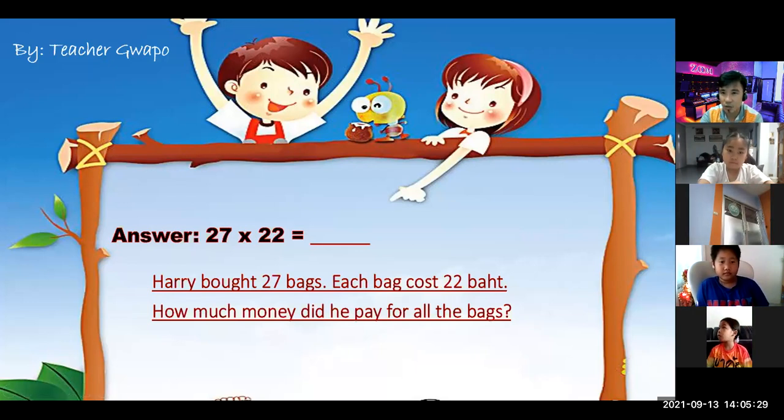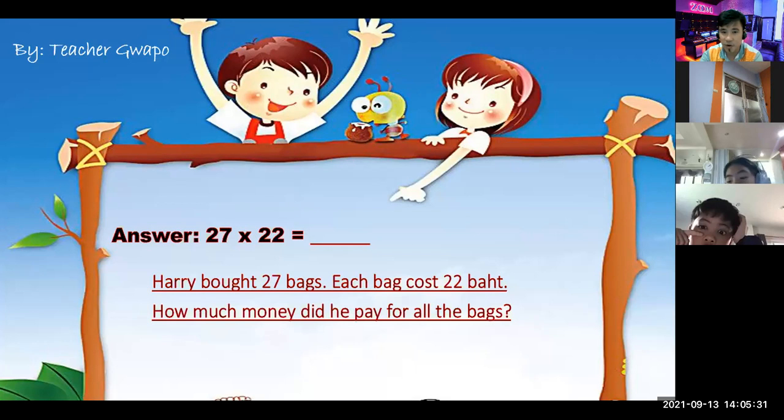Okay, that's it. And then, how much money did he pay for all the bags? So this is how to do the multiplication word problems. Harry bought 27 bags. Each bag costs 22 baht. How much money did he pay for all the bags? Or Nacha bought 27 notebooks, and each notebook costs 22 baht. So how much money did he pay for all the notebooks? Instead of bag, you change it into notebook, it's okay. Instead of Harry, you can use the name of your friend, for example, Piper.